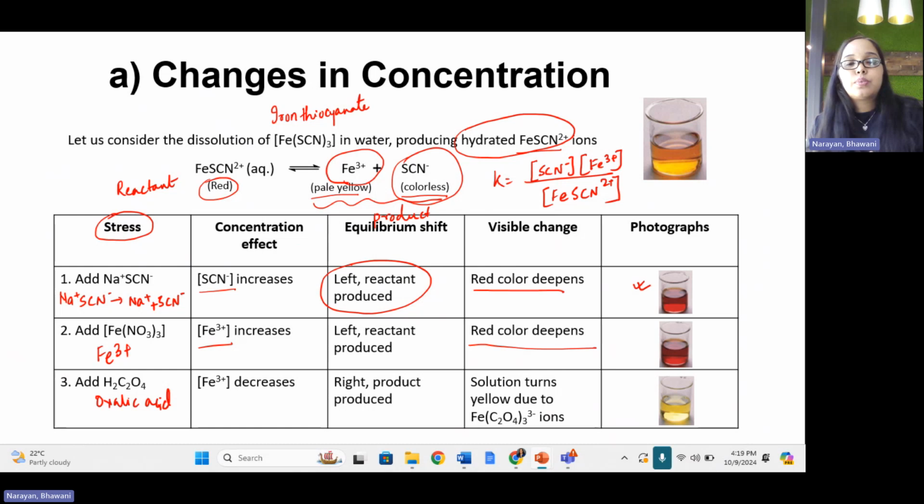And so what do you think will be the color of the solution? The red intensity will decrease and the solution will turn yellow due to these ions, Fe(C2O4)3 3- ion. So my solution color is going to change to yellow. If you did not follow any of these or you want me to re-explain, please type in the chat.